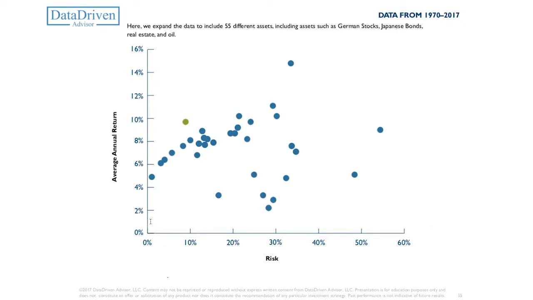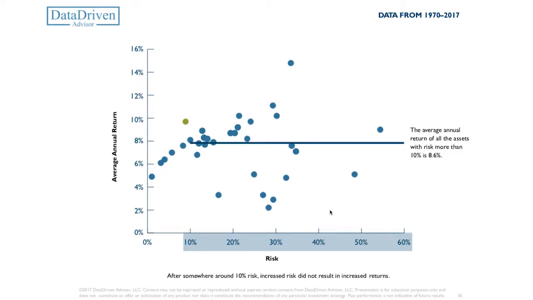But when we expand risk to show the whole chart, we expand the data to include 55 different assets, including German stocks, Japanese bonds, real estate, oil, etc. We can see that that upward sloping line disintegrates, and there doesn't seem to be a pattern between risk and return. Moreover, when we look at the data set above 10% risk, we can see the average annual return for all of these assets is 8.6%. At somewhere around 10% risk, increased risk did not increase expected returns.